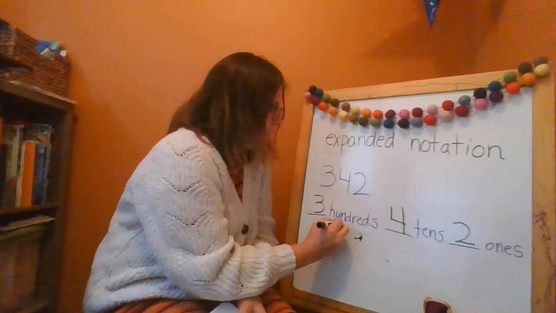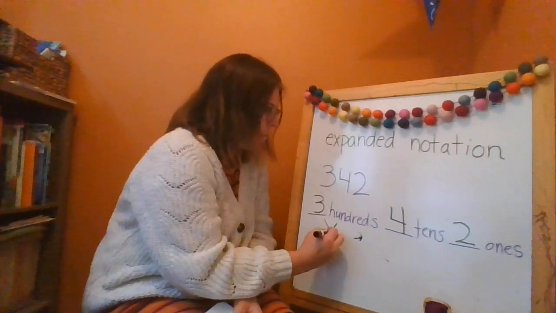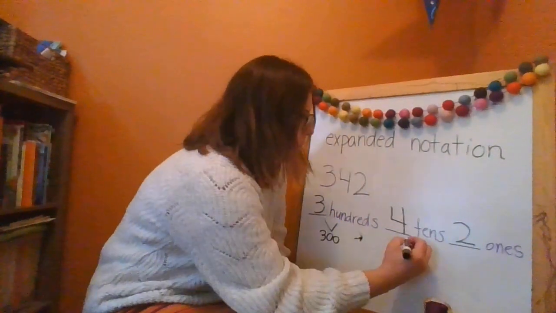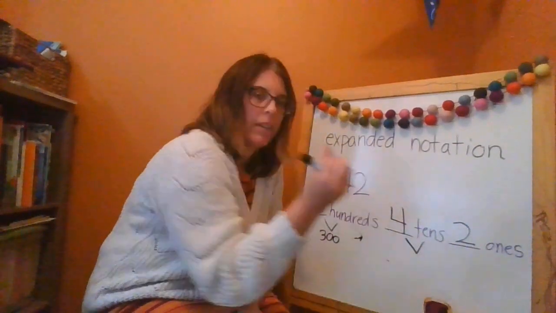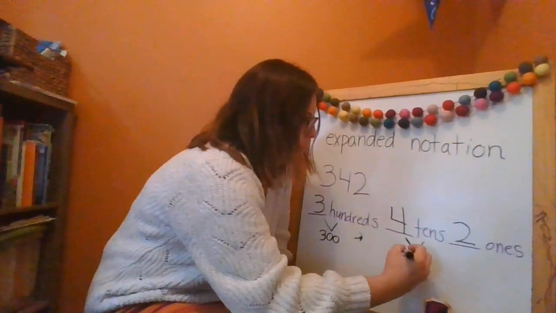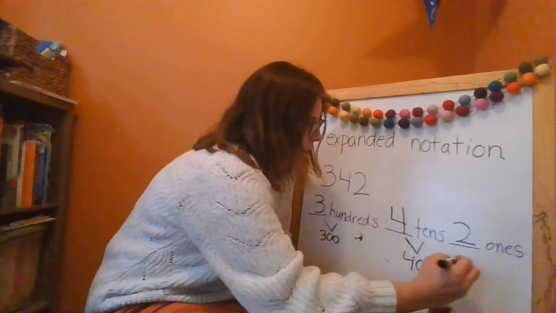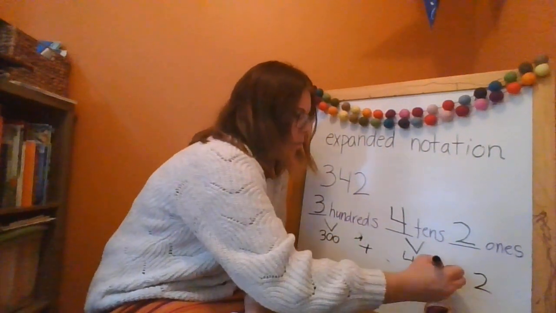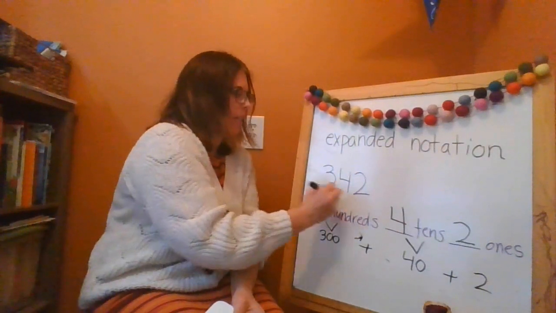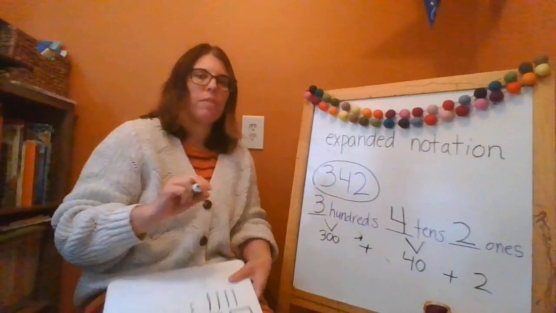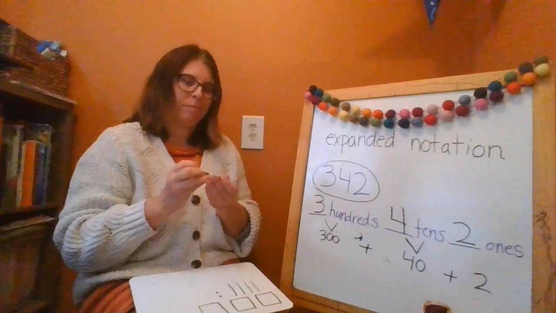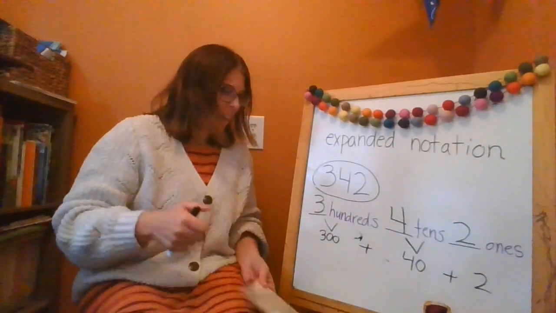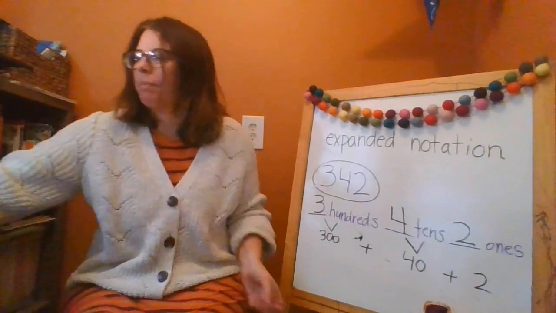So this, if we have 300s, is 300. 4 tens, 10, 20, 30, 40 is 40. And then 2. So 300 plus 40 plus 2 makes 342. Okay, so let me show you your work for today.